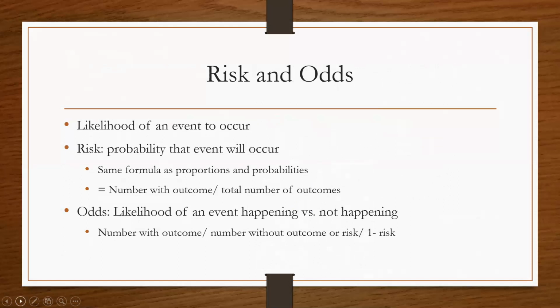But odds is the likelihood of an event happening versus it not happening. It's basically the number with an outcome over the number without the outcome, or risk over 1 minus risk. I'd only ever use that formula if you already have the risk, or else you'd just be doing more work for yourself. But it's just something nice to have if you already calculated the risk.